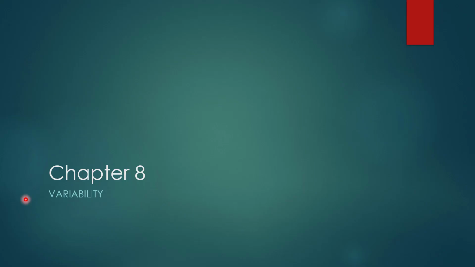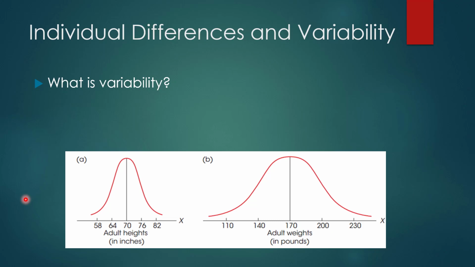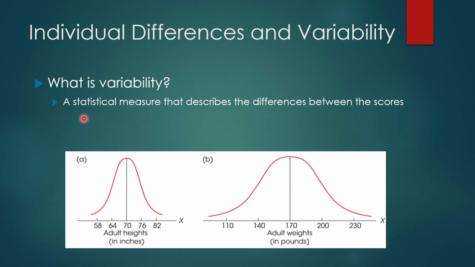This video is meant to be a reminder of what variability is, perhaps a refresher from what you learned in a previous statistics course. So let's remind ourselves of what variability is. If we look here at these two samples or populations, this one is much more widely dispersed than this one, meaning that this has more variability than this one. So variability is a statistical measure, and it's going to describe the differences between scores.